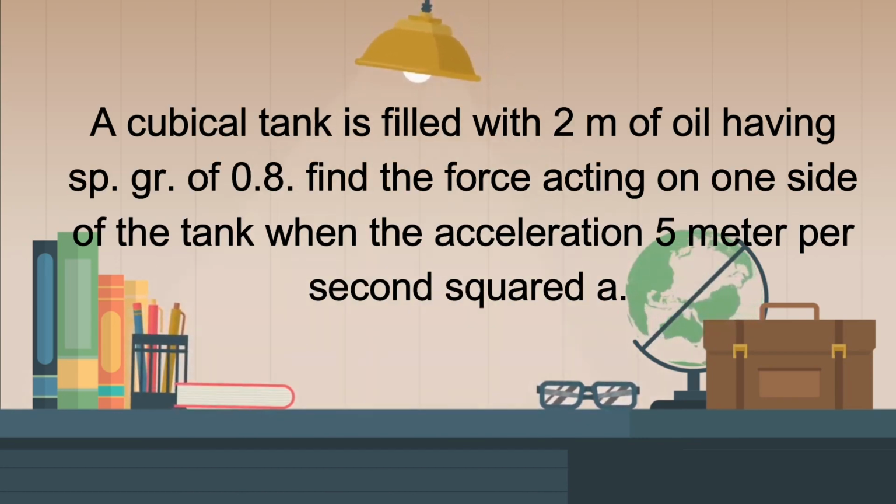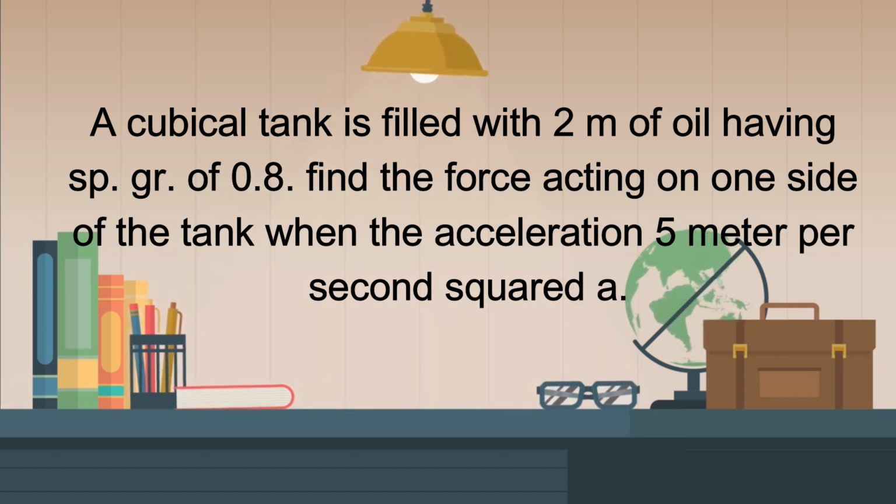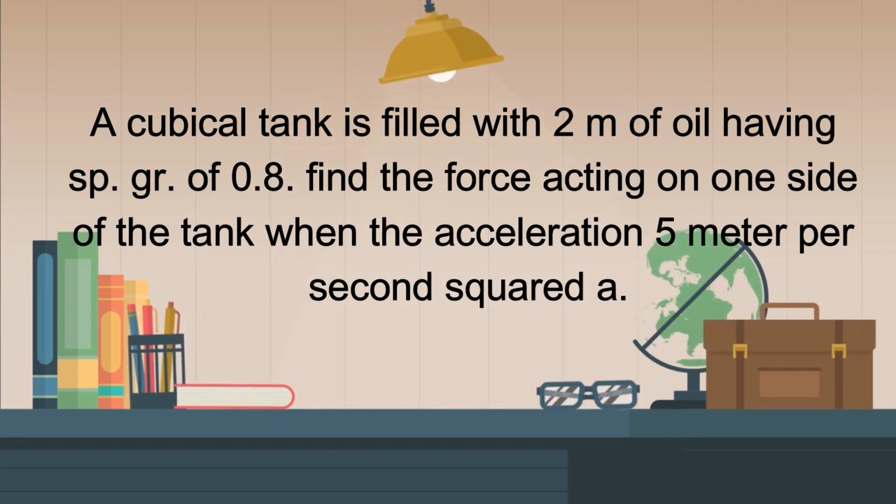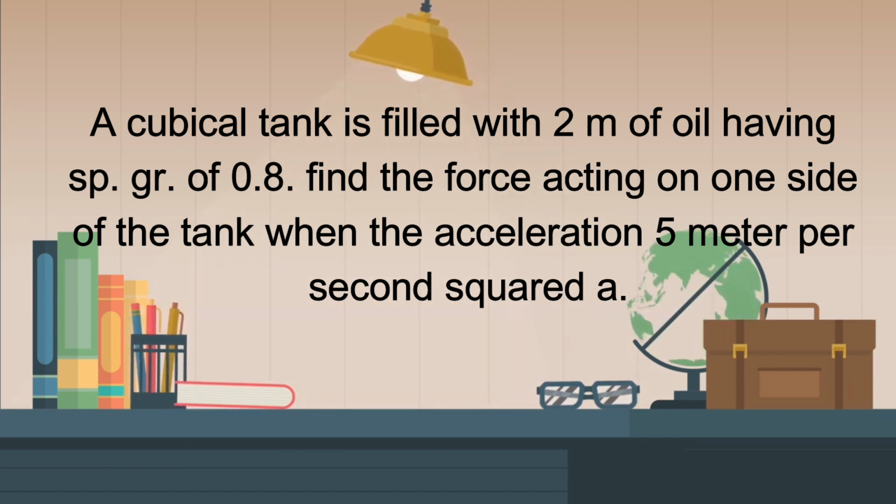A cubical tank is filled with 2 meters of oil having specific gravity of 0.8. Find the force acting on one side of the tank when the acceleration is 5 meters per second squared, A, vertically upward and B, vertically downward.